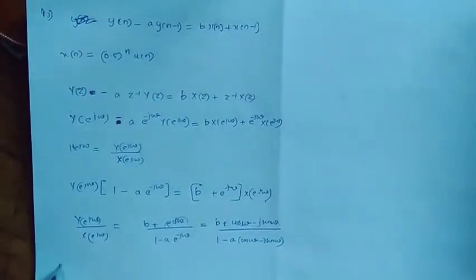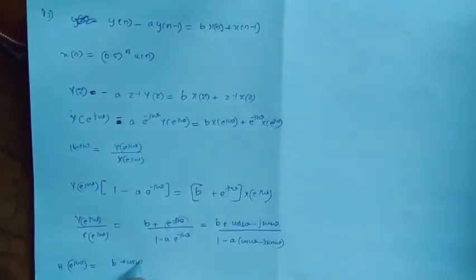Okay, from here H of e raised to j omega equal to b plus cos omega. I am going to write all the real terms together.